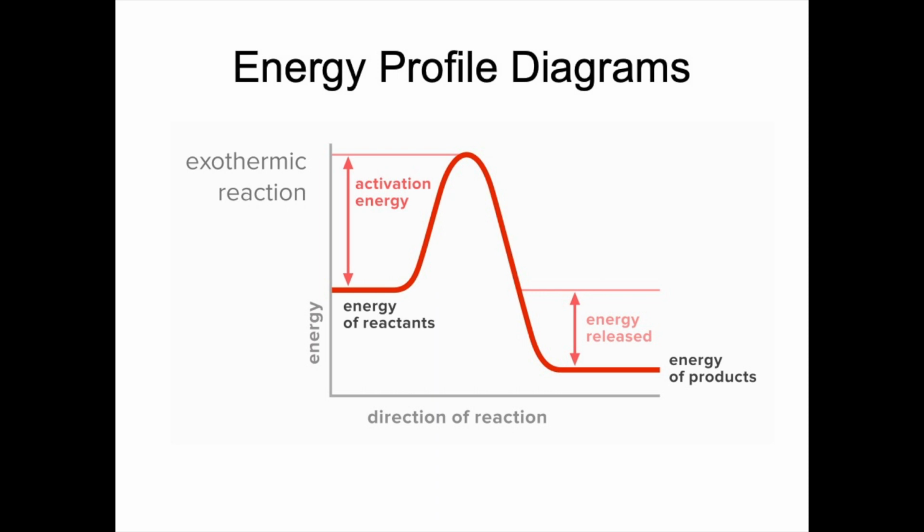Now, in an exothermic reaction, the products have less energy than the reactants. So therefore, energy has been lost to the surroundings. That energy drop from reactants to products results in energy being given out to the surroundings. And when we measure the temperature of the surroundings, we measure a temperature rise. So you've got to remember that in an exothermic energy profile diagram, the products have less energy than the reactants because heat has been given out to the surroundings.